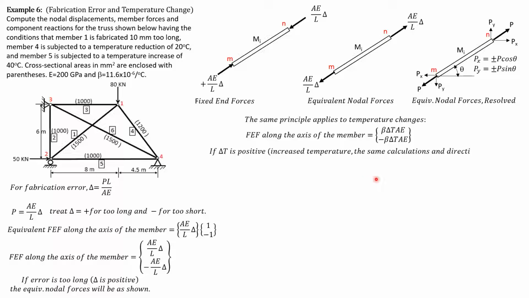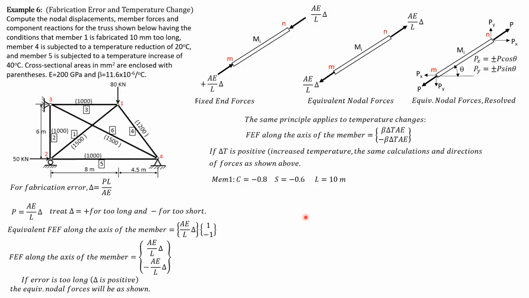So the same calculations and directions of forces as shown above. Member 1, for this case, which is 1 to 2, is down to the left, so both cosine and sine are negative. The cosine is x movement divided by length. The x movement is negative 8 because the length of member 1 is square root of 8 squared plus 6 squared, so the length is 10. Negative 8 over 10 is negative 0.8 for the cosine. For the sine, it's negative 6 over 10, negative 0.6.